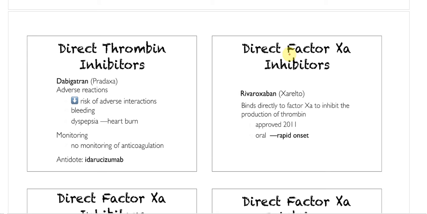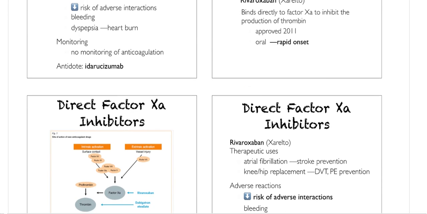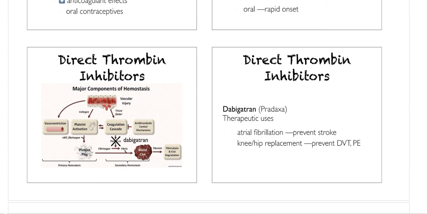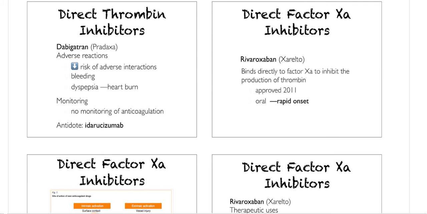Now we have our direct factor 10A inhibitor, which is going to be rivaroxaban, or Xarelto. This binds directly to factor 10A to inhibit the production of thrombin in the first place. So back up here, no, that one didn't work so well. So this is also a newer medication and has a rapid onset after being taken orally.